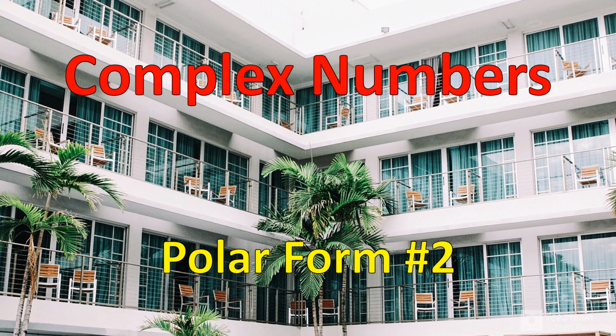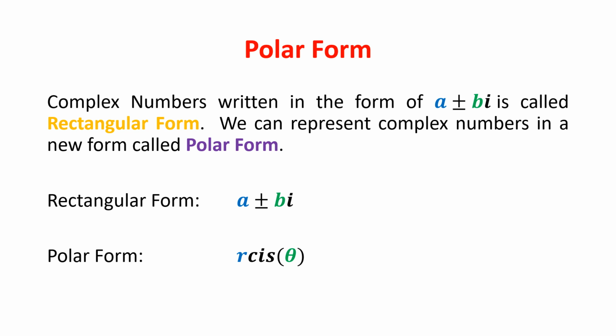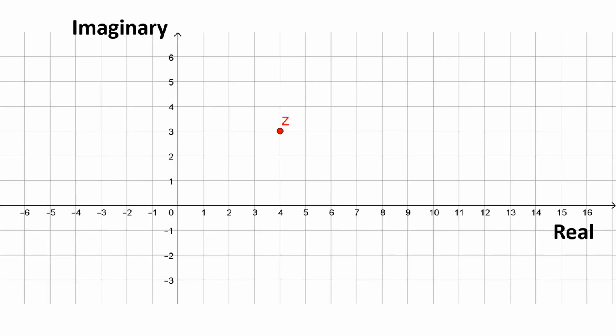Welcome to our next complex numbers video, our second video on polar form. Now we know complex numbers can be written in the form a plus or minus bi, and we call it rectangular form. Another form we introduced last video was polar form, r cis theta. Let's go through some scenarios.